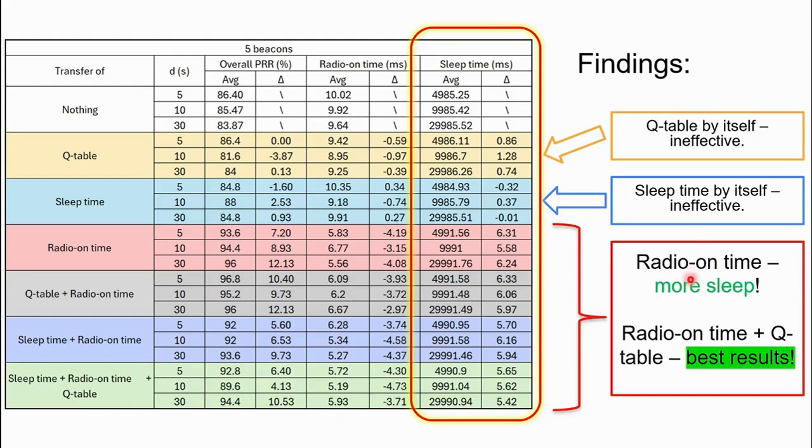So when we have an optimal radio on time, it's going to influence the sleep time, and sleep time is going to converge to optimal values faster. And of course, since the Q table is trained for the radio on time and sleep times, having the Q table is going to give the best actions that the device can take further to maximize its values. So these are our findings.